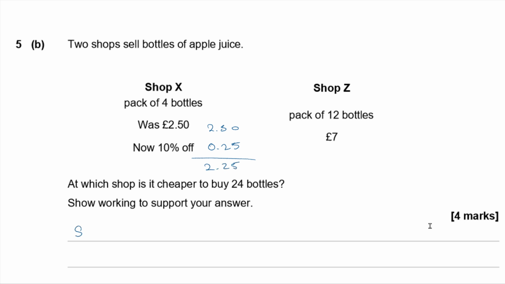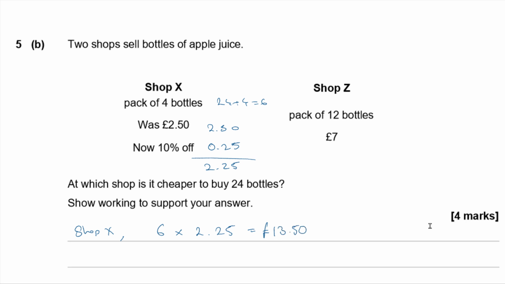So from Shop X, if I want to buy 24 bottles, I'm going to have to divide 24 by 4. 24 divided by 4 is 6, isn't it? I'm going to have to get 6 4-packs to get 24 bottles. So I'm going to get 6 lots of £2.25 then, and that's going to cost me 6 times 2.25. That comes to 13.5, £13.50.